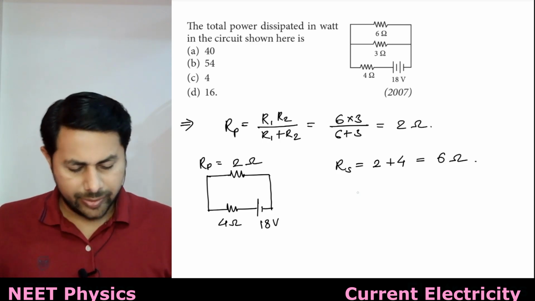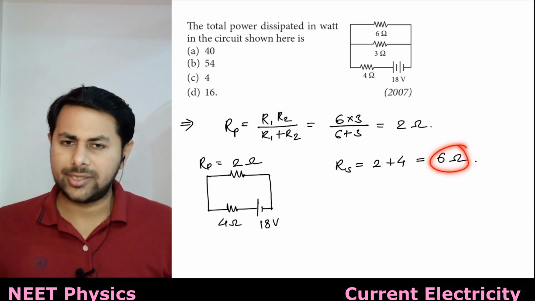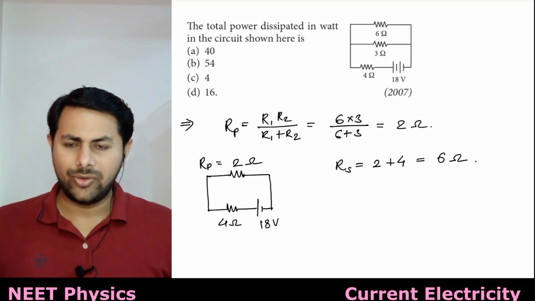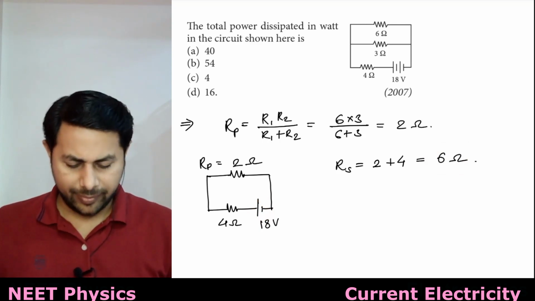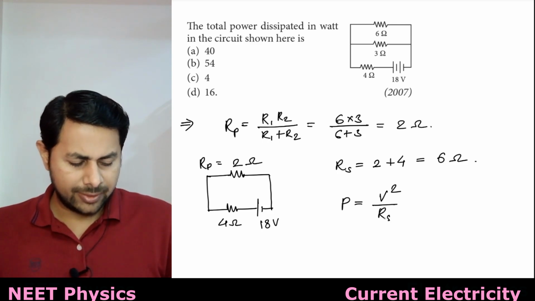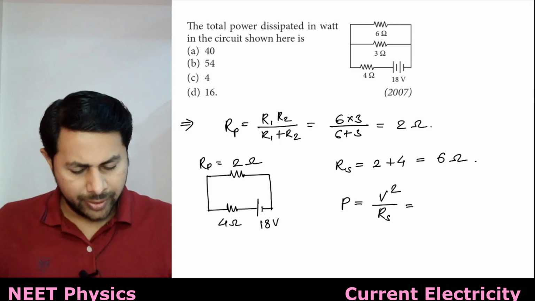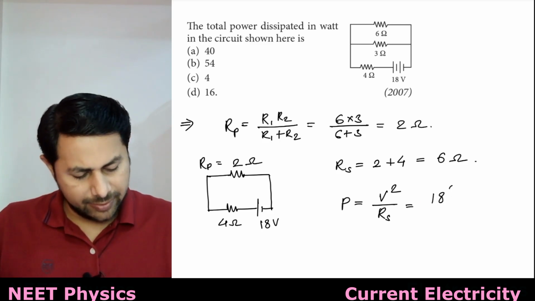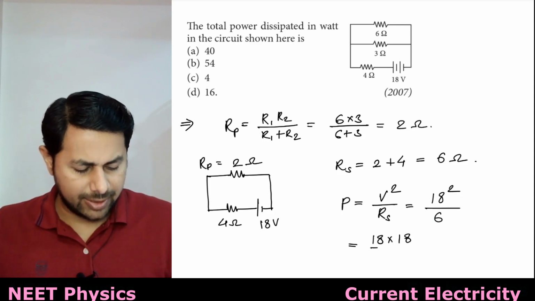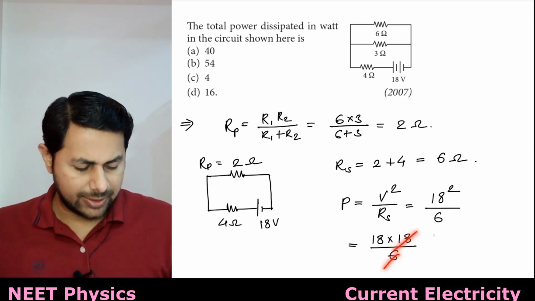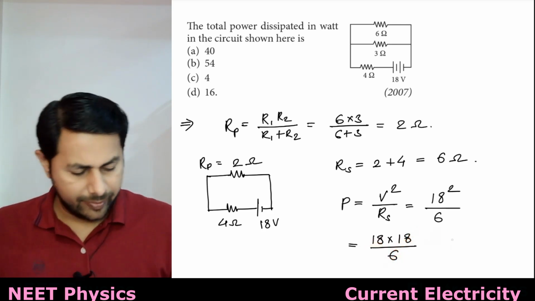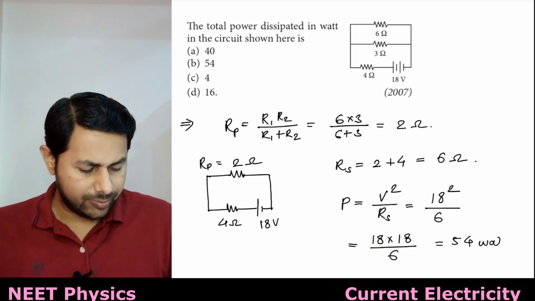okay, then you got the total resistance in the circuit, and you have the potential difference. So you can just make use of the V square by R formula. Power dissipated would be equal to V square divided by Rs. V square is 18 square divided by 6, so that is 18 times 18 divided by 6, and 18 by 6 is 3, 18 times 3 is 54, right? So it's 54 watt.